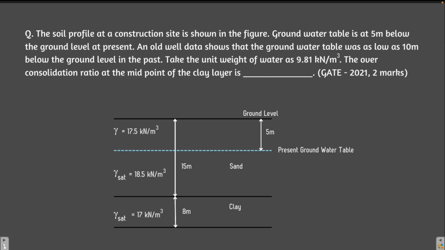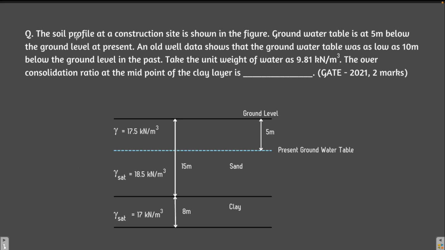Dear learners, welcome back. In this lecture, we are going to solve few previous year's questions on the consolidation of soil, and these questions are really very important. So please pay attention. We are just going to solve four questions, and these are really important ones. So let's get started with our first question. Here goes the first question.